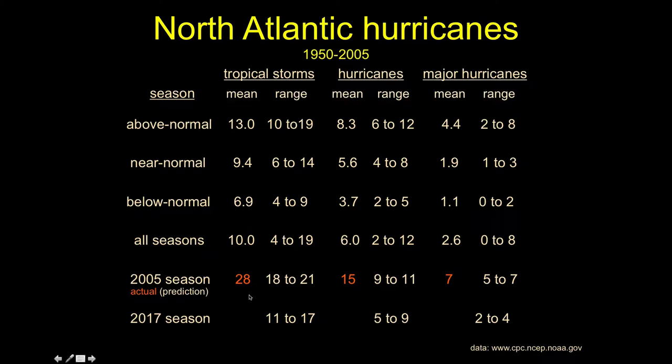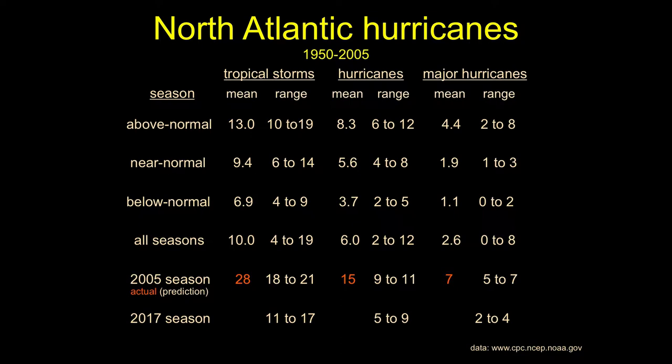Yes. So what I've done here is the orange is what actually happened. The predictions are in the beige. So this is May. In May we thought there's going to be somewhere between 18 and 21. Turned out we had more than that. We had a total of 28. We thought there would be somewhere between 9 to 11 hurricanes. Turned out there was 15. We thought there would be somewhere between 5 to 7. There ended up being 7 major hurricanes at the end of the season. Cool?